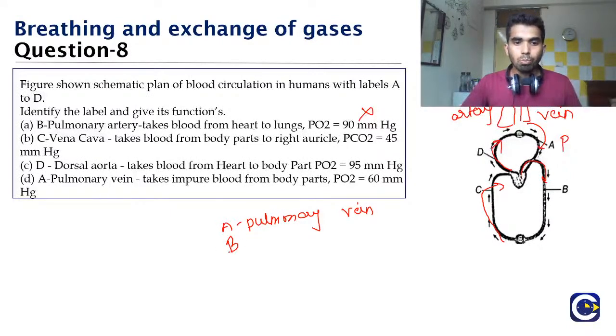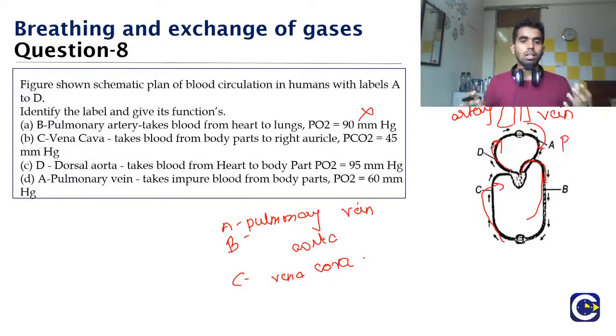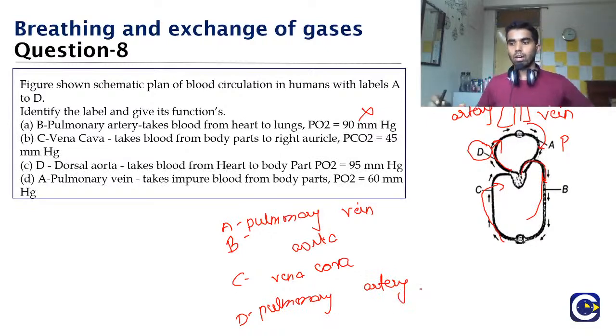Now B is the aorta, or the dorsal aorta. The aorta will take the blood from the heart to all the body parts. Then C is a vein, known as the vena cava. The vena cava will take the blood from all the body parts into the heart, opposite to the aorta. And D is the pulmonary artery, which will take the blood from the heart into the lungs.